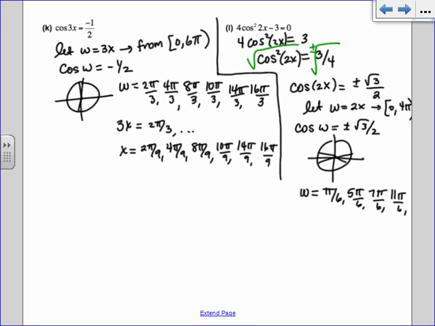But those are the answers from 0 to 2 pi. So you also need to continue one more rotation. So if you go around one more time, that next one would be pi over 6 plus 2 pi. So 2 pi is 12 pi over 6. So we're going to have 13 pi over 6. So we're continuing to add 12 pi over 6 to each one. So 12 plus 5 is 17 pi over 6. 12 plus 7 is 19 pi over 6. And 23 pi over 6.